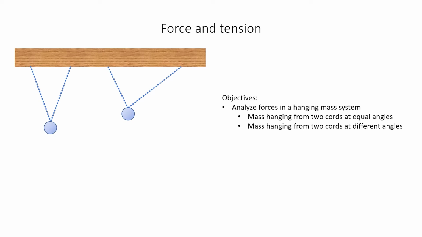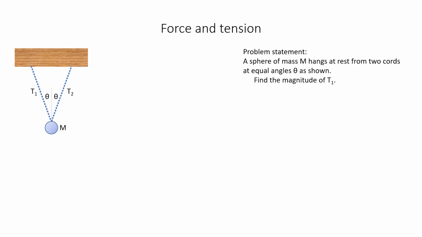Hey there. We're going to use a net force approach to analyzing a system, a mass hanging from two cords. First for a simple system where the cords are at equal angles, then for a second system where the cords are at two different angles. We'll start with a system with two equal angles.